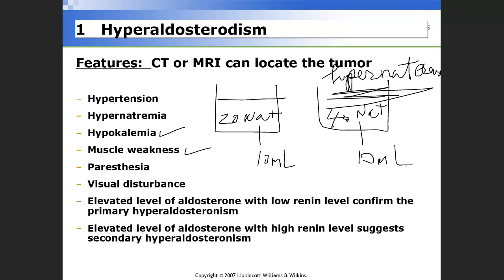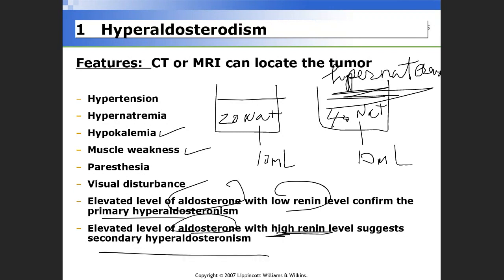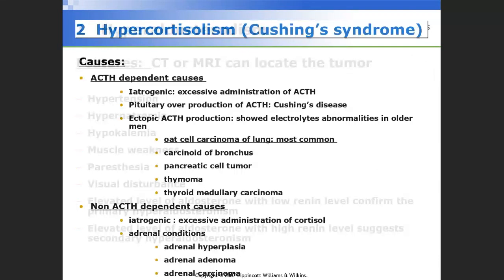So elevated levels of aldosterone with low renin suggest it's primary. Elevated level of aldosterone with high renin is usually considered secondary, right? So distinguishing between primary and secondary is due to the presence of renin.